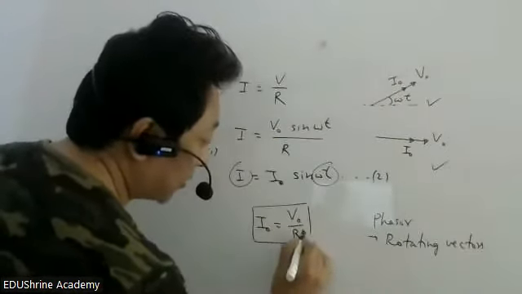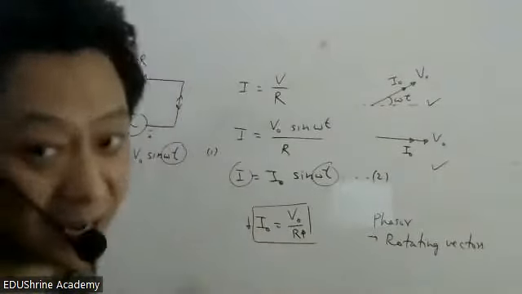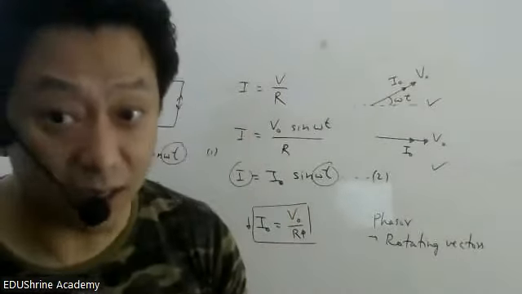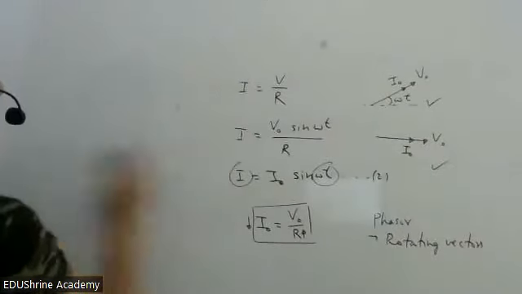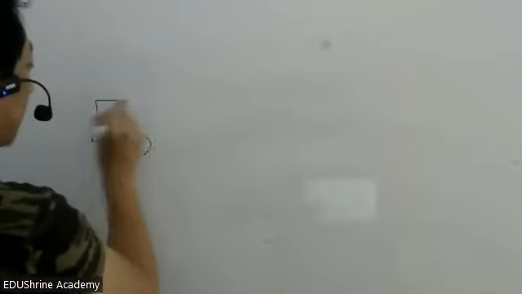So if the resistance of the circuit is more, the peak value of the current will be less. That's why we say R is resistance. It opposes current. After that, what we did, we connected AC to a capacitor.